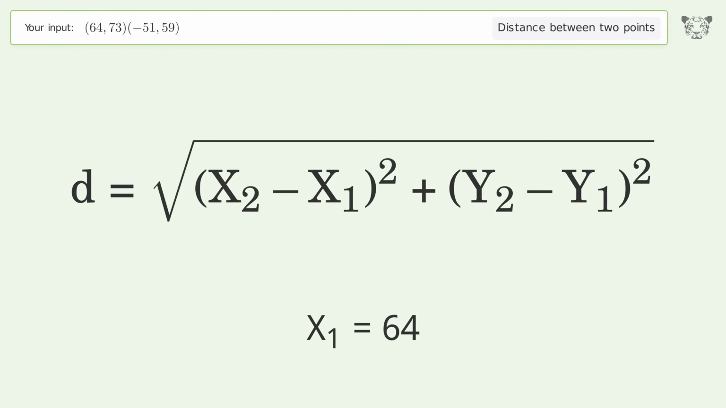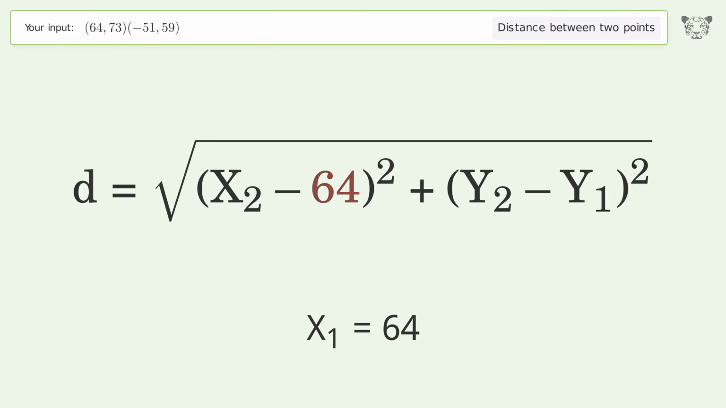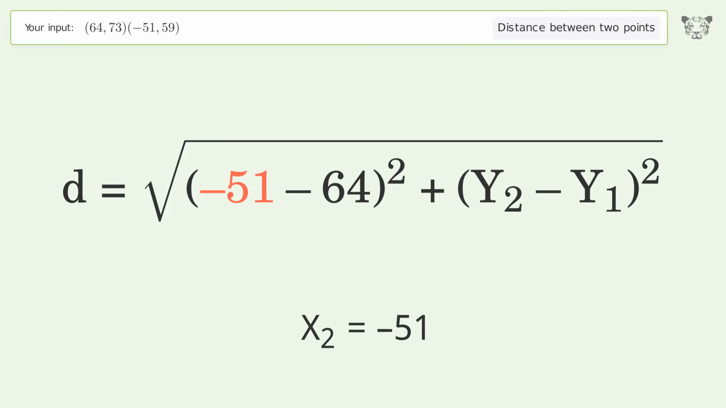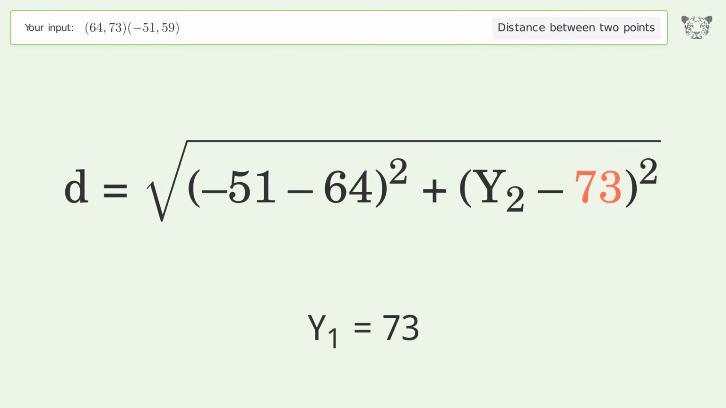x1 equals 64. x2 equals negative 51. y1 equals 73. y2 equals 59.